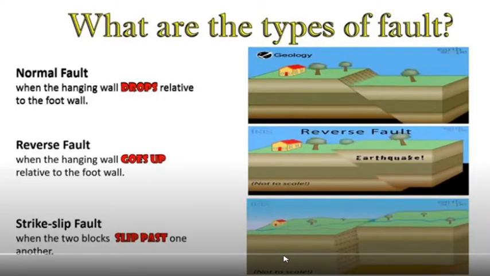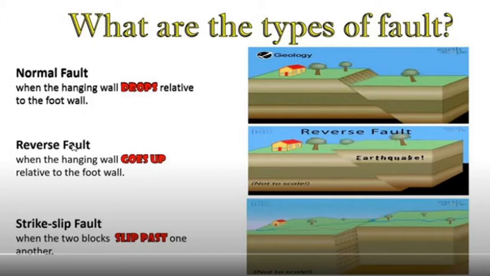So what are the types of fault? We have three types of fault. The first one is normal fault. When we say normal fault, the hanging wall drops relative to the footwall. Say for instance, this is the hanging wall, this is the footwall. So when the hanging wall drops relative to the footwall, this is called the normal fault.